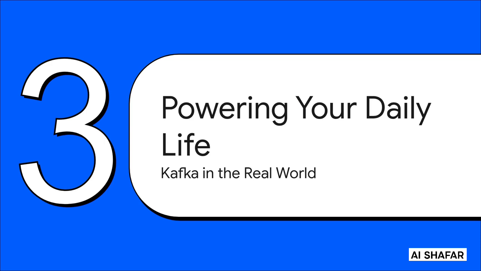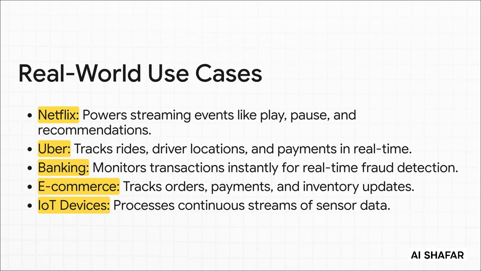Okay, so let's bring all this into the real world. How is this technology actually powering the services that you use every single day? Because once you start looking for it, you realize Kafka is, well, it's pretty much everywhere. Every single time you hit play or pause on Netflix, that's an event that's almost certainly flowing through Kafka. When you're watching your Uber driver's car move across the map, yep, that's Kafka updating their location in real time. Banks use it to watch transactions as they happen to spot fraud instantly. E-commerce sites use it to manage inventory. Countless smart devices use it to process constant streams of data. It's really like the central nervous system of our digital world.